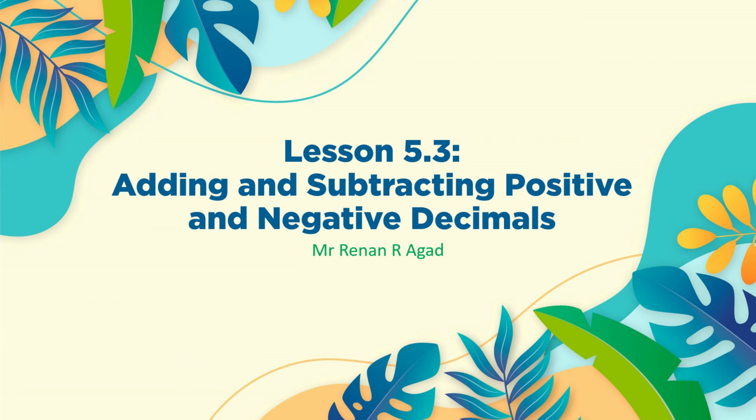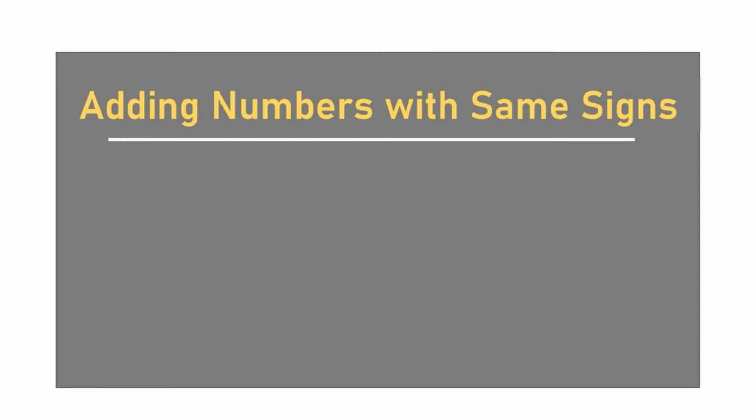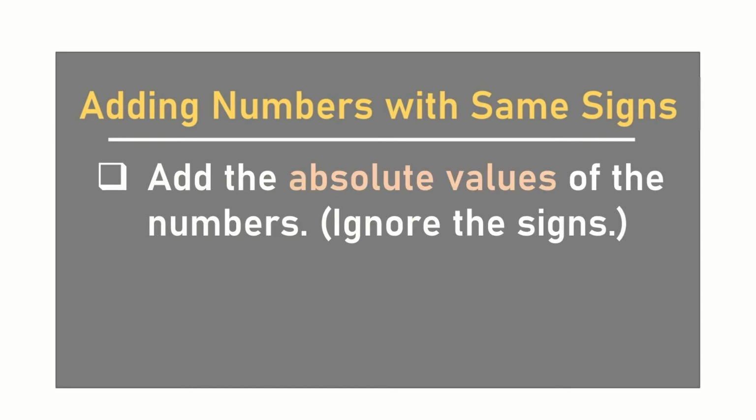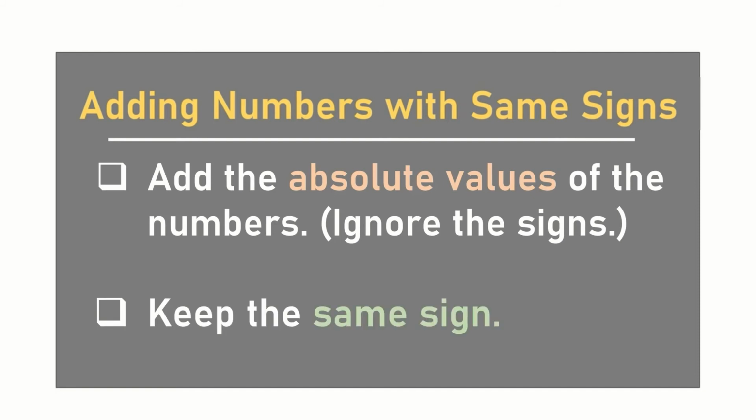So the very first rule is that when you add numbers with the same signs, like for example, positive plus positive or negative plus negative, what do we do? First, we add the absolute values of the numbers, or let's say we ignore the signs. And then you keep the same sign.